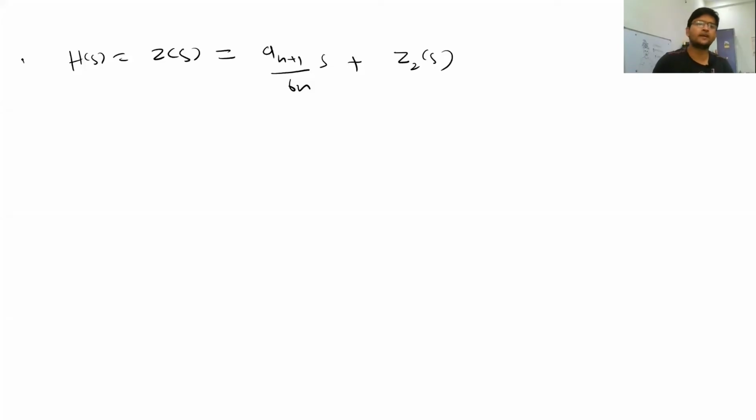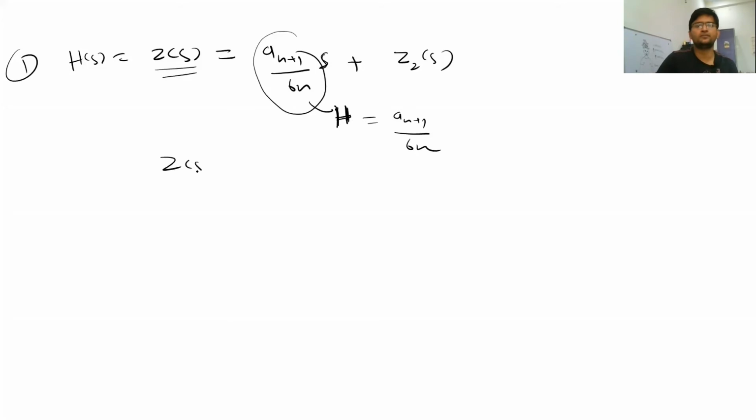Now in the first case, I have assumed this H(s) is an impedance function, which is the ratio of voltage and current. And we have already got this by removing the pole at infinity. Let me call this thing a constant H. So H is basically a_{n+1} divided by b_n. So now if we write this function again, we will have H into s plus Z2(s).